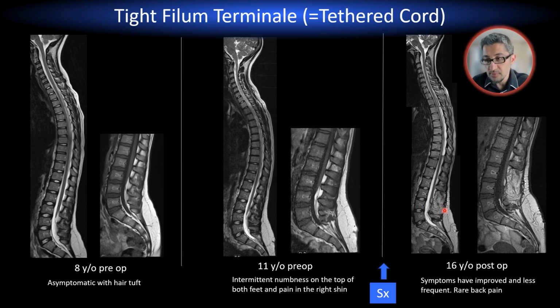The level of the conus is the same as expected, and there is still some residual lipoma, but the symptoms have resolved, and there was improvement of the frequency of the rare back pain, but they were not completely healed. So this is a typical tethered cord presentation and surgery.